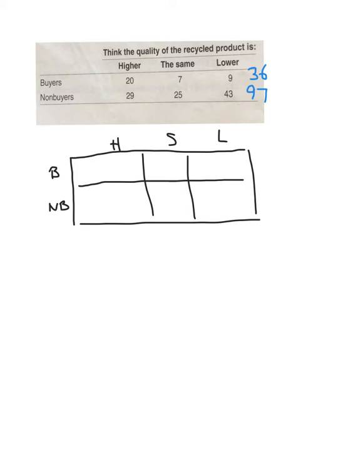So here we go. I need to find the total here. 36 buyers. So out of the 36 buyers, what percent thought that the quality was higher? 20 divided by 36. I think it's about 55.5%. So same thing for this one. Of the people who bought, right, that's the condition, provided they bought the filters, what percent of them thought they were about the same? Do the percentage. 7 divided by 36.